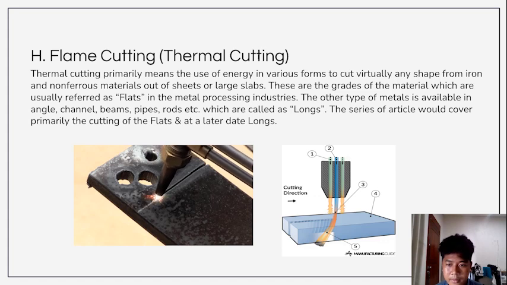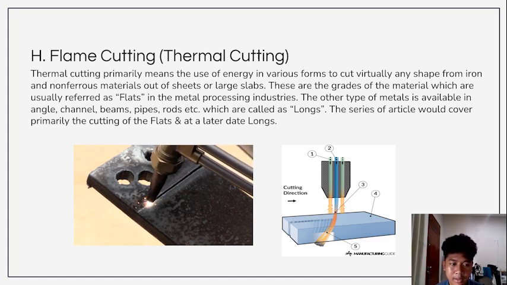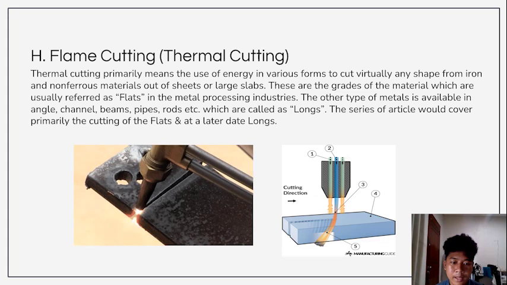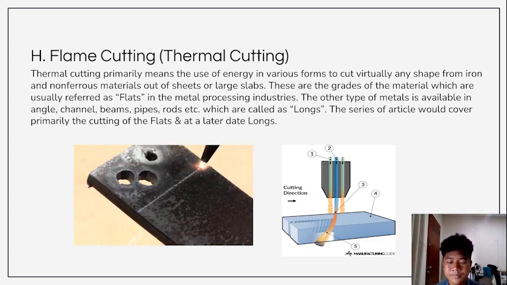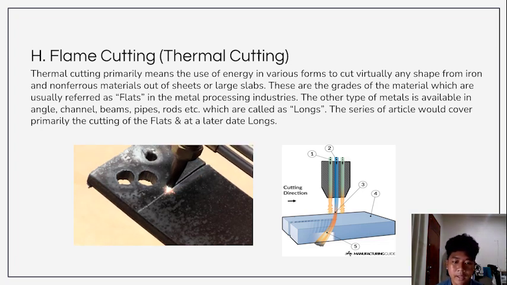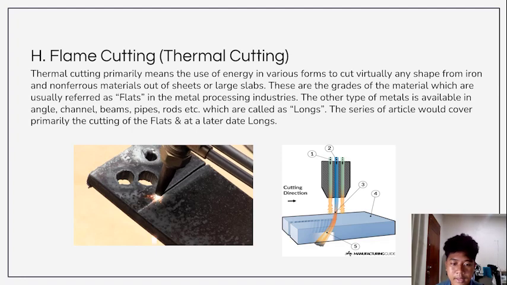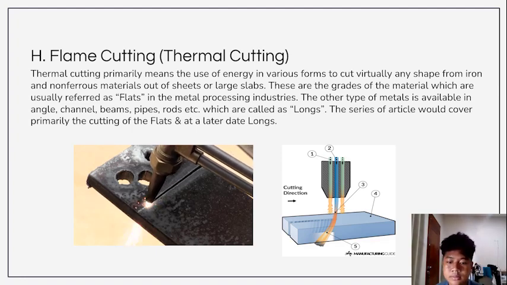The other type of metal is available in angle, channel, beams, pipe, rod and others, which are called the long. The series of articles would cover primarily the cutting of the flat, and later the longs.